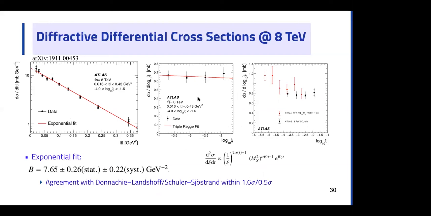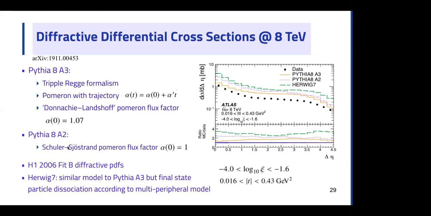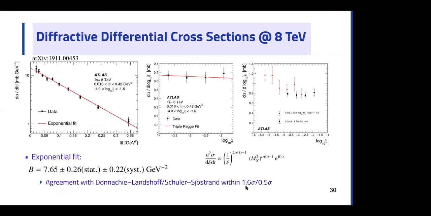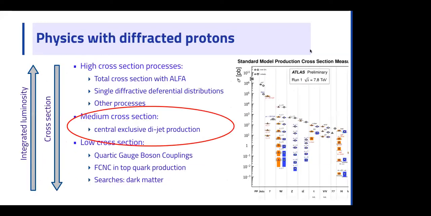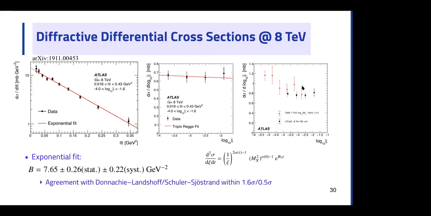So we also did a fit of the nuclear slope with this data, and we see it here. And the agreement between these A2 and A3 models is shown here. We have agreement within 1.6 sigma with A3 and 0.5 sigma with the A2 model. Here we see also some measurements from CMS in comparison with Atlas as a function of log of chi, and we see that we have complementary acceptance in chi, Atlas and CMS.